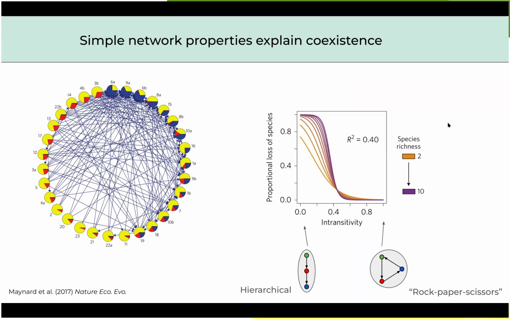So intransitivity is essentially a measure of how hierarchical a system is. A hierarchical system is one where there's a best competitor and a weakest competitor, and the best beats the ones below it, the one below that beats the one below that. So A beats B, B beats C, A beats C. So you can rank them from best to worst. An intransitive community with three species we call a rock, paper, scissors community. So in pairwise competition, every species wins and loses against another.